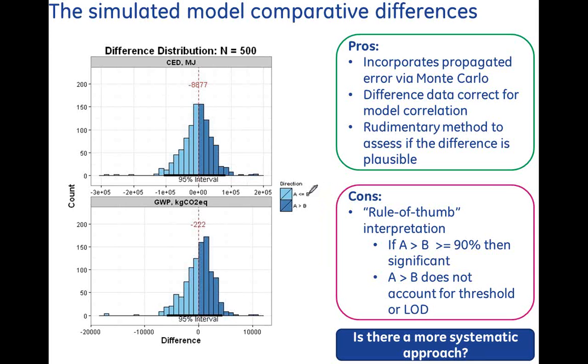In this case, let me be very clear. I did not include error estimates for the actual characterization factors. It's only propagated up to the inventory. I just want to be clear about that.